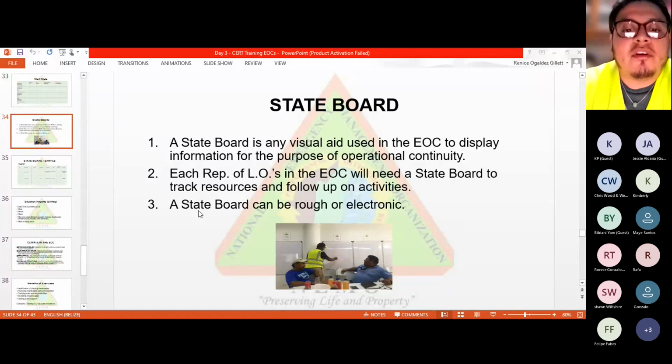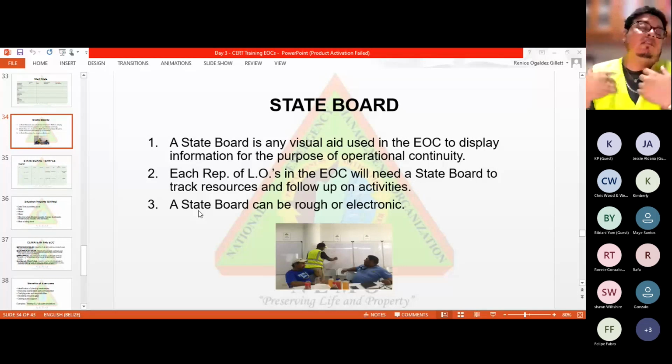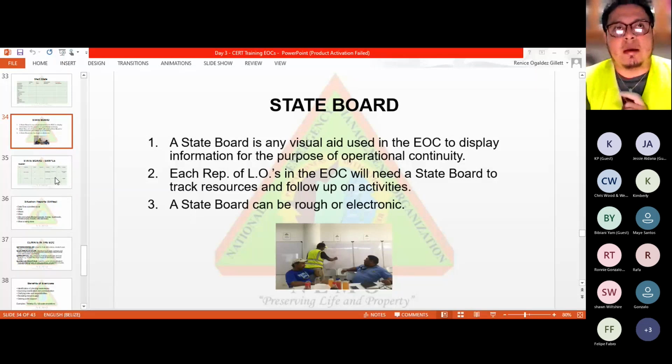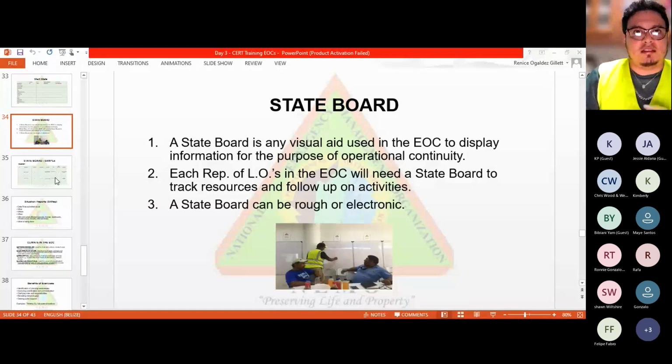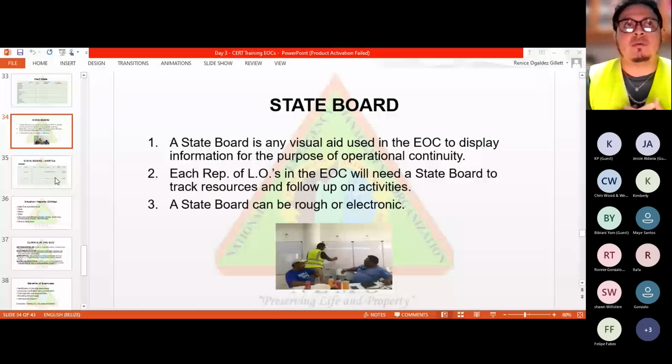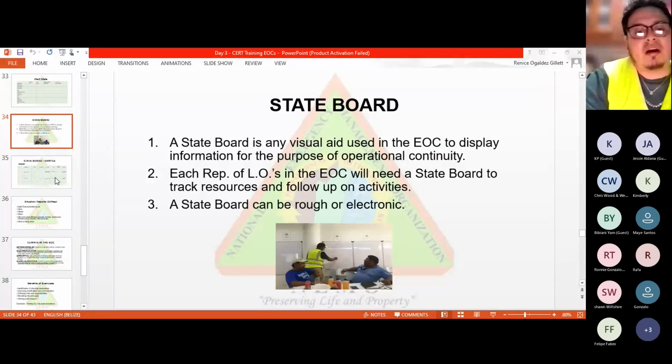A state board can be rough or electronic. Most people in our EOC use both. Sometimes documentation must be there, and they use the electronic. We use the database, we use Excel, or we use Swifting, or they use the state board, which is the whiteboard or the blackboard, and sometimes even paper. It's not either or, it's both. Always good to have both. In Corozal they use both, because sometimes technology fails us. There's no current, there's no internet, so we have to go back to the old school.